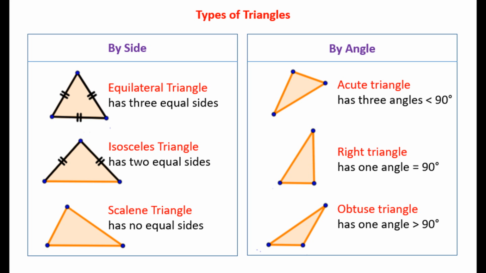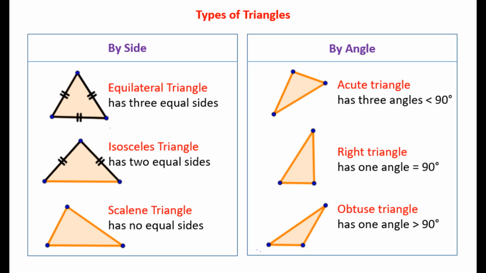Then when it comes to angles now, you have the acute triangle. An acute triangle has 3 angles that measure less than 90 degrees. Then you have the right triangle, which has 1 angle that is equal to 90 degrees. And you have the obtuse triangle, which has 1 angle which is greater than 90 degrees.